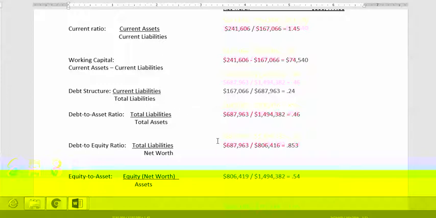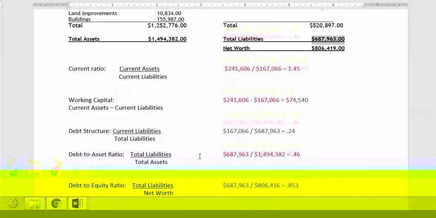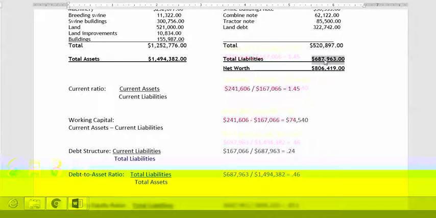Let's go on to the solvency ratios then. They're pretty simple to remember because what you do is listed right in their name. The debt to asset ratio, for example, debt, total liabilities divided by total assets, debt to asset. So this farm, $687,000 of total debt divided by total asset, $1,494,382. You make that computation, ends up being 0.46. So 46% of the total assets of this farm are covered in debt.